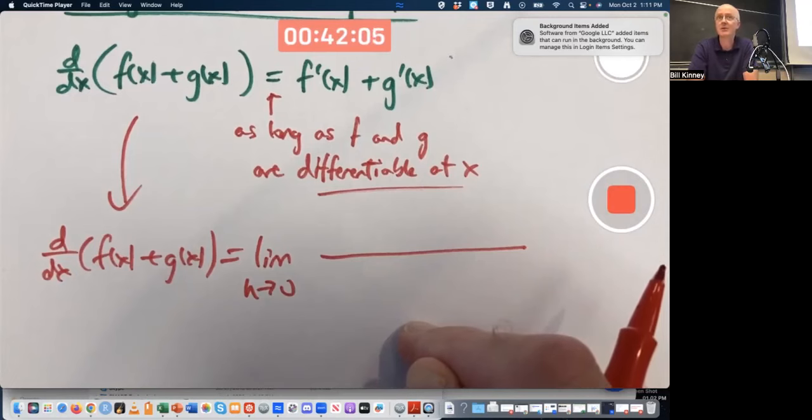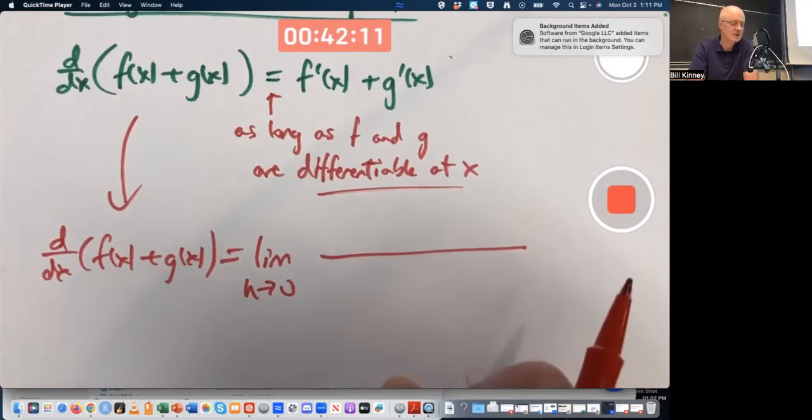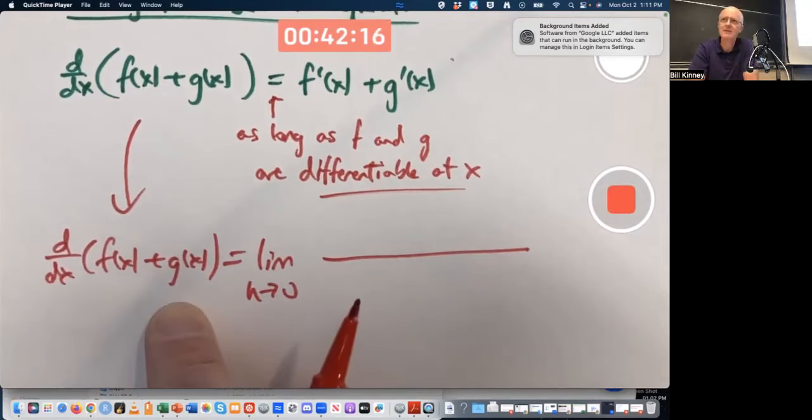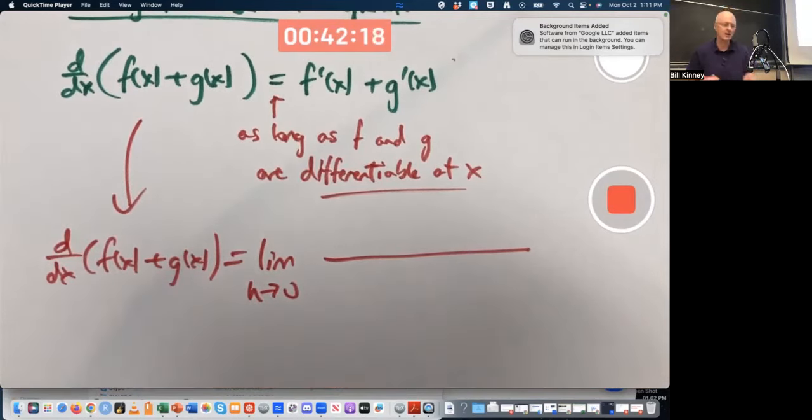That's the definition of the derivative. Limit definition of the derivative. Limit of a difference quotient is what this thing is called. But we don't just have a plain f here. We have the sum of two functions. We have a new function.